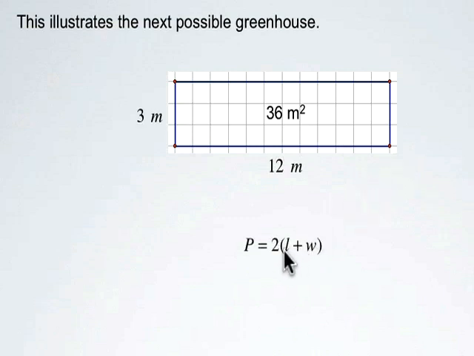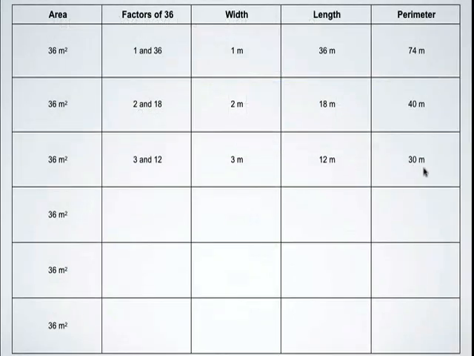So we've got 2 times the length plus the width as our formula. We'll substitute in our length of 12 and our width of 3. Add those two numbers together to give you 15 inside the brackets. Multiply by that 2 outside, which should give you 30 meters. So we've updated the table with a perimeter of 30 meters when we have a width of 3 and a length of 12. Next two that we're going to consider are 4 and 9.